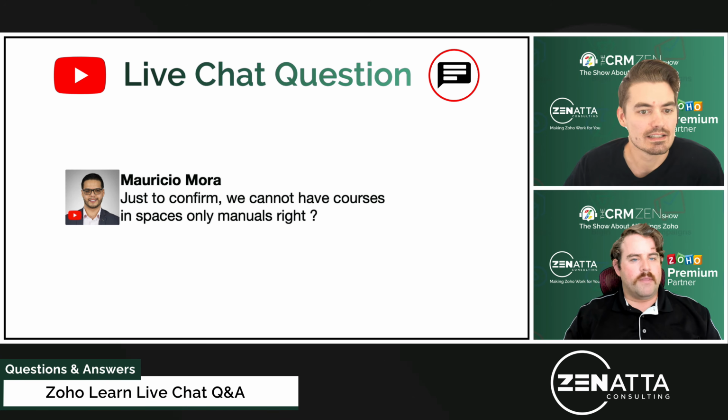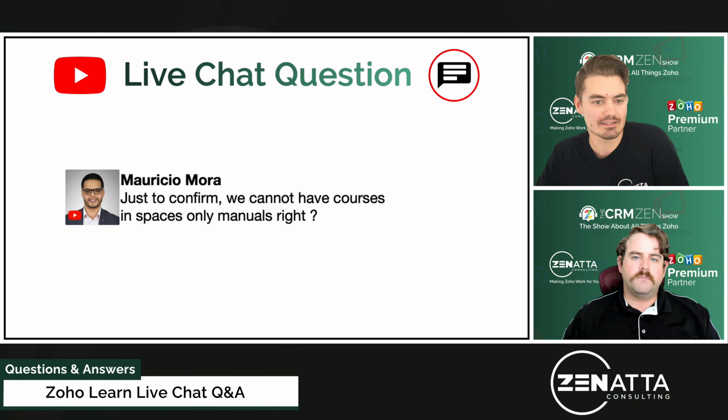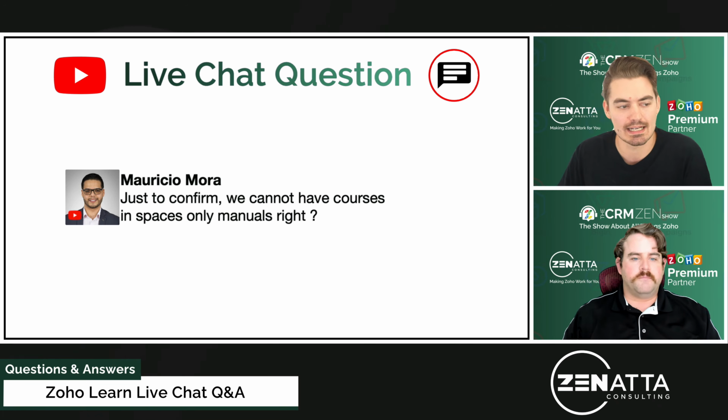All right. Mauricio Mora asks, just to confirm, we cannot have courses and spaces, only manuals, correct? Well, it's a little different for courses. Courses are organized outside of the whole manuals and spaces. Really, you can create a course and then publish that either to the hub or invite users to it manually. So it kind of exists outside of the spaces. And if you want it to be public, just publish it to the hub and everyone will have access to it.